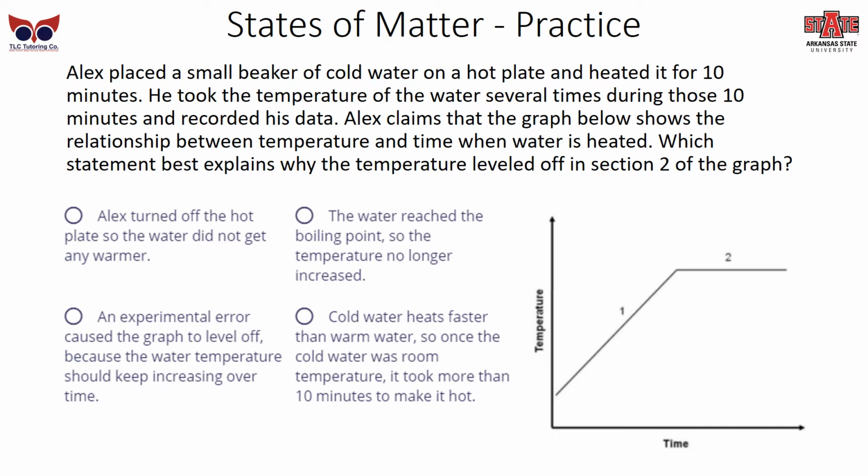Is it that he turned off the hot plate so it didn't get any warmer? The water reached its boiling point, so the temperature no longer increased. An experimental error caused the graph to level off, because the water temperature should keep going up. Or cold water heats faster than warm water, so once the cold water was at room temperature, it took more than 10 minutes to make it hot.